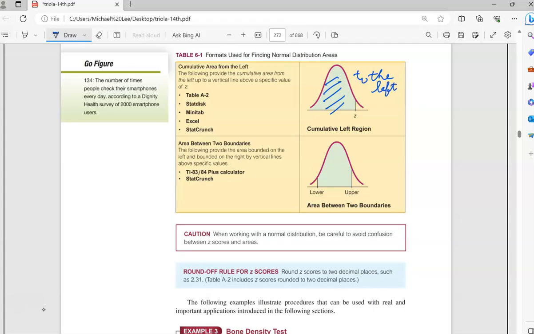Now, we like to find the area to the left of the z-score. This is in between lower and upper, in between two numbers, in between two z-scores. Okay, so we like to find all these today.